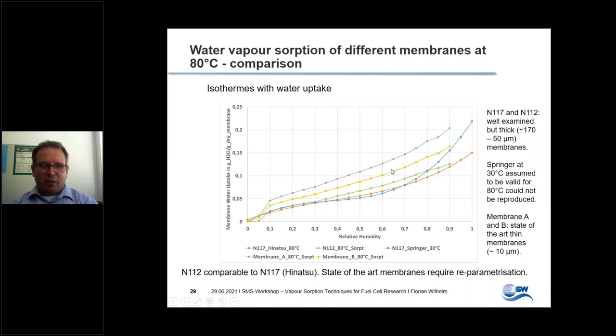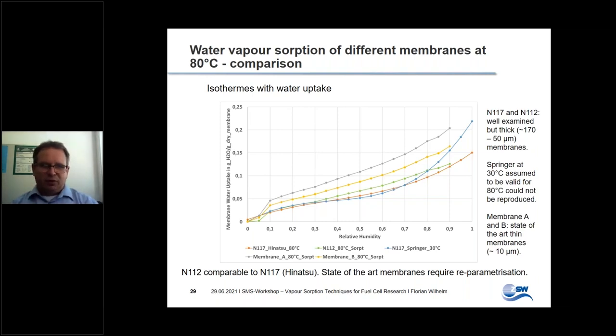But going to the more modern membranes, the state-of-the-art material, you can clearly see that the behavior is different, and the modeling with the, so to say, old parameters for the N117 will not result in the right quantitative answer that we are aiming at.